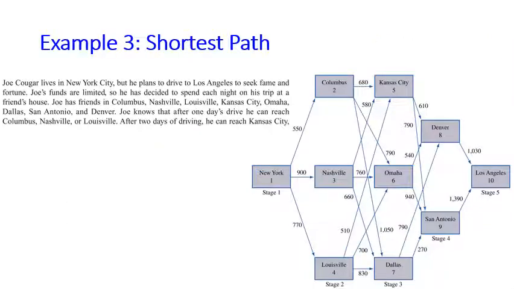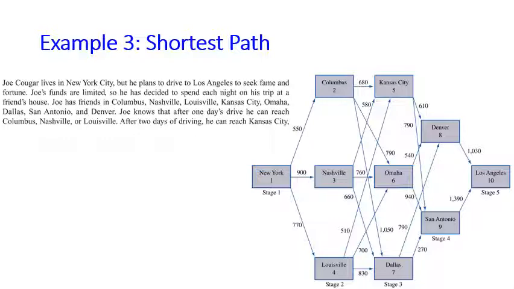Here's the example. Somebody called Joe Cougar lives in New York City. He plans to drive to Los Angeles to seek fame and fortune. However, his money is limited, so he has decided to spend each night on his trip at a friend's house. Joe has friends in Columbus, Nashville, Louisville, Kansas City, Omaha, Dallas, San Antonio, and Denver. Joe knows that after one day's drive he can reach Columbus, Nashville, or Louisville.